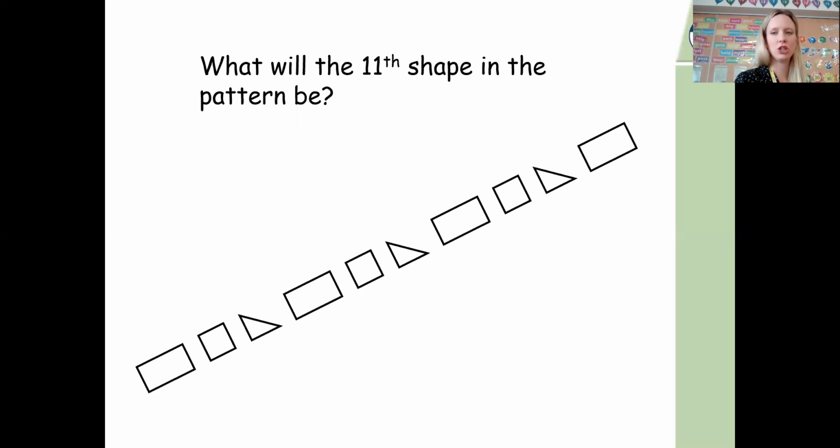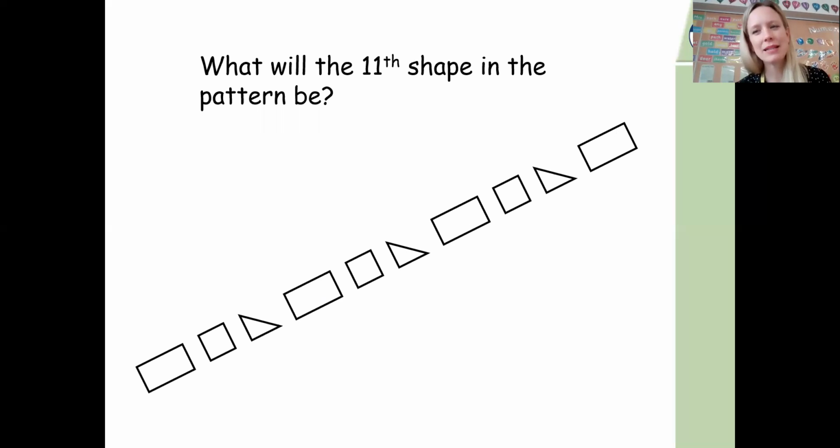Let's count how many shapes are there already, because that's a good place to start. Are you ready? 1, 2, 3, 4, 5, 6, 7, 8, 9, 10. There's 10 shapes in that pattern so far, and we have to work out what the 11th is. So that's okay, that's doable, right?